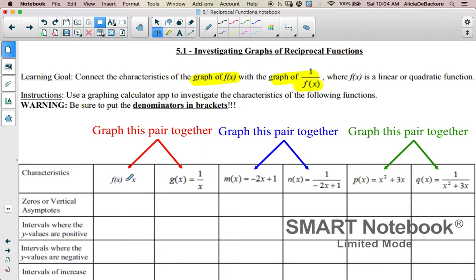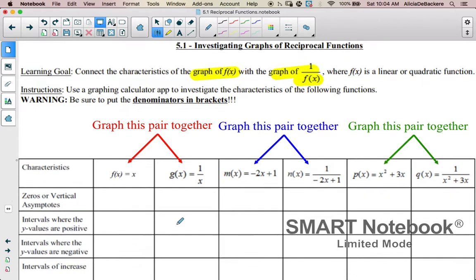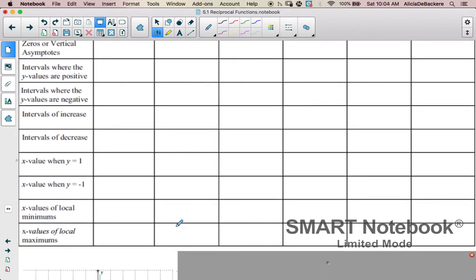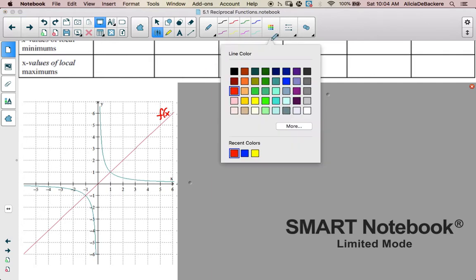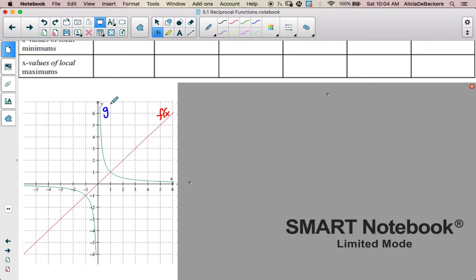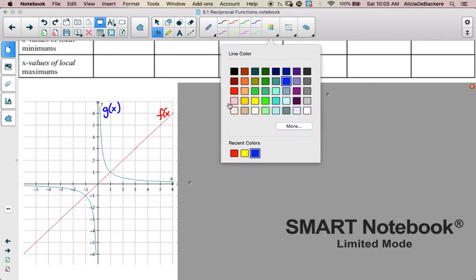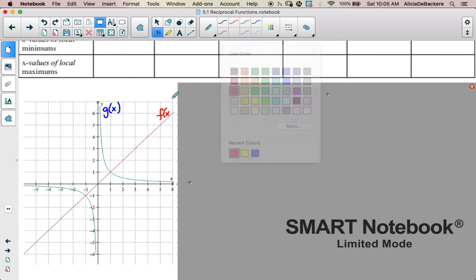All right, so when I do this on Desmos, I'm going to graph the first pair together, the original and the reciprocal of that original, and then I'm going to go through the characteristics of each of those, or the properties. So I've got here just a picture of the first ones. So here I've got my f of x in red, and then in blue I've got what we're calling g of x, the 1 over x. So I'm going to first just take a look at the f of x graph and come up with all of my properties for that graph.